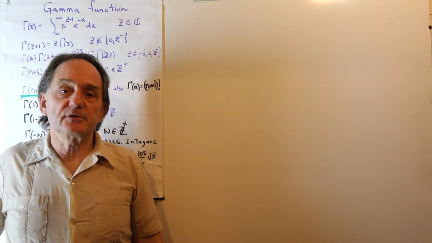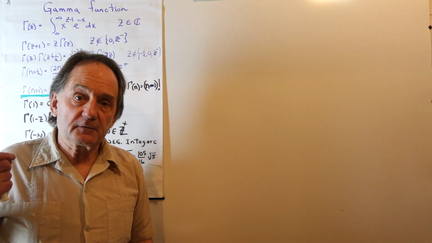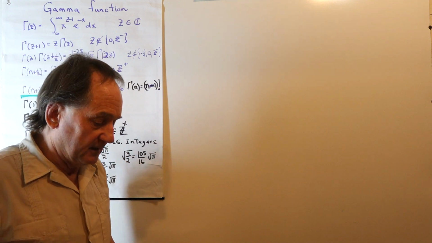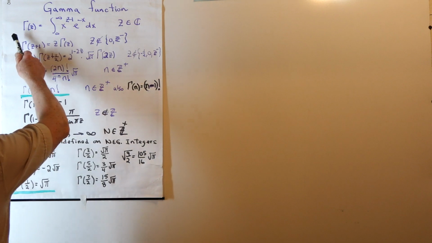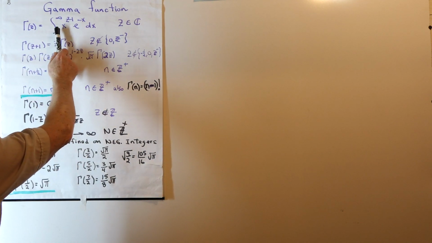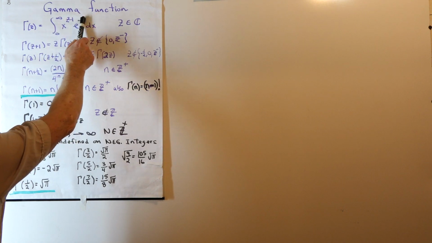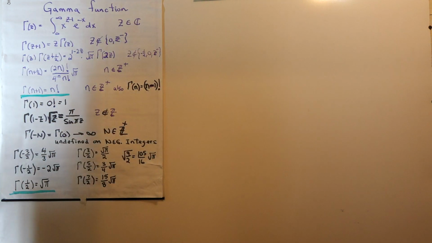To proceed using Laplace transforms, we need to familiarize ourselves with the gamma function and the incomplete gamma function. I'll first discuss the gamma function. It's defined to be the improper integral from 0 to infinity of x to the z minus 1 e to the minus x dx, and z can be a member of the complex numbers.